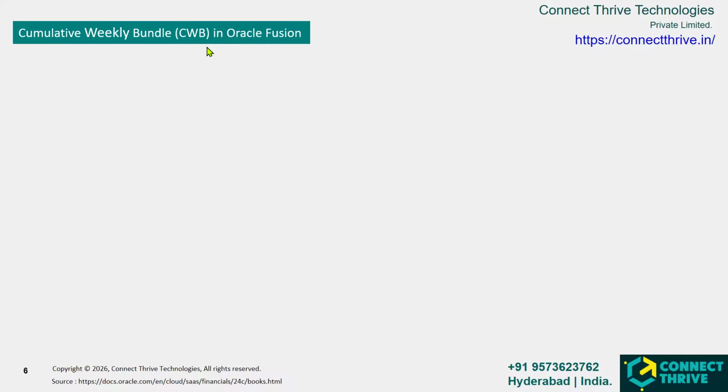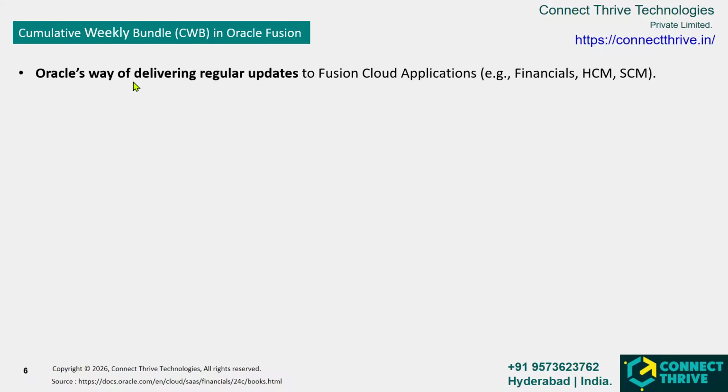Next, coming to the CWB patch, the cumulative weekly bundle patch in Oracle Fusion. This is Oracle's way of delivering regular updates to the Fusion Cloud applications, for example Financials, HCM and SCM. That means the bug fixes are delivered in one bundle of patch. That patch consists of finance bug fixes, HCM bug fixes, and SCM bug fixes.